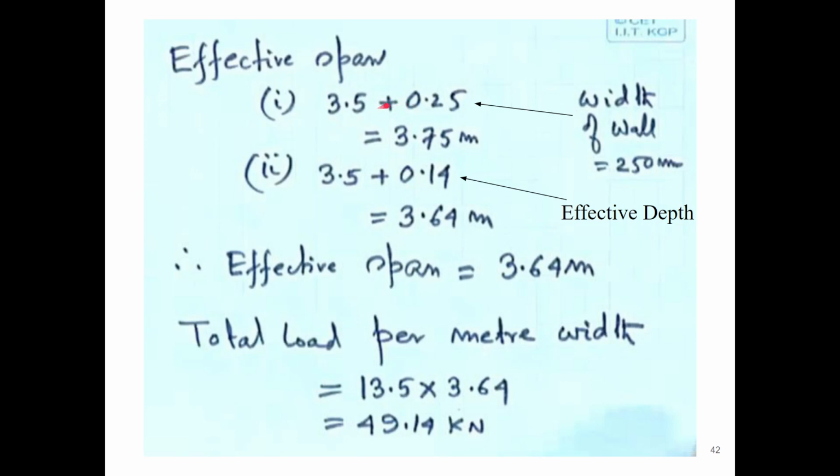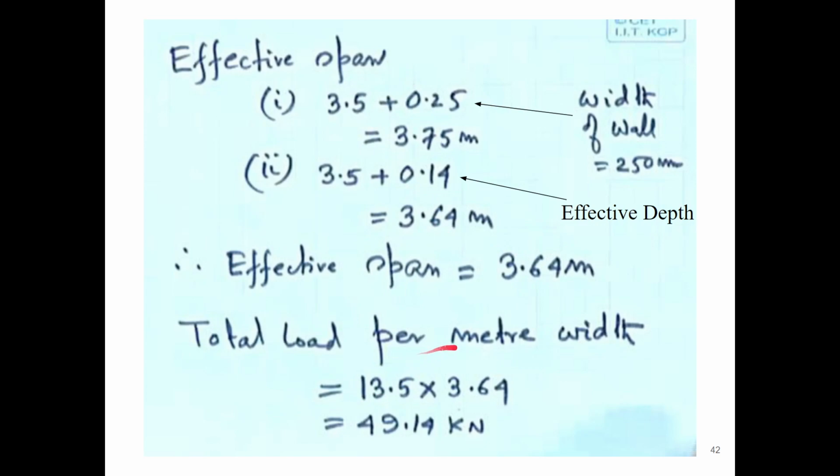So 3.5 plus 0.25 will be 3.75 meter, and otherwise 3.5 plus effective depth, which is 0.14, that is 140. So 3.5 plus 0.14 is 3.64 meter, and we have to consider the lower value, the minimum value. So therefore effective span will be 3.65 meter.